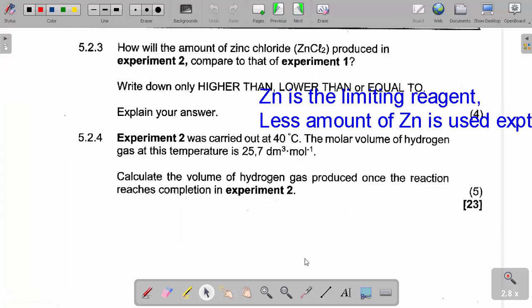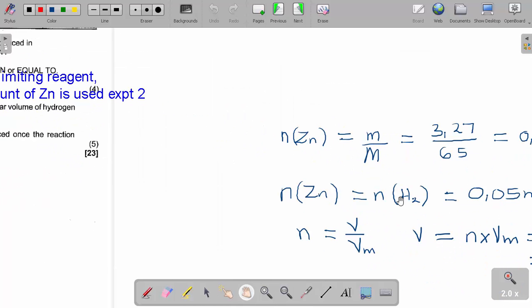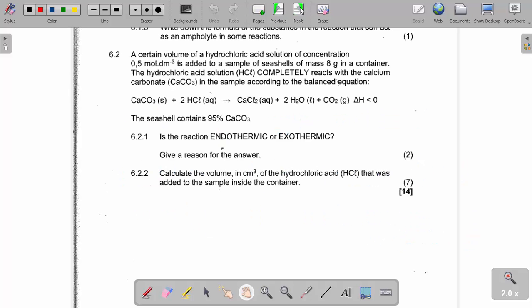That's why I work it out like this. After dividing here, I get 0.05 moles of zinc, and the moles of zinc are the same as those of hydrogen because of the 1 to 1 mole ratio. Now the formula, we said yesterday, the number of moles equals V divided by V molar. So I can get my volume by saying V equals n times V molar. This gave us 0.05 times 25.7, which is 1.285 decimeters cubed as our answer for the volume of hydrogen gas produced. Hope we are together.